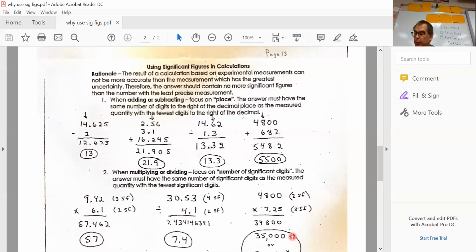Please watch Mr. Brewer's and Ms. Sundberg's videos for specific instructions about counting sig figs, adding and subtracting sig figs, and multiplying and dividing sig figs.